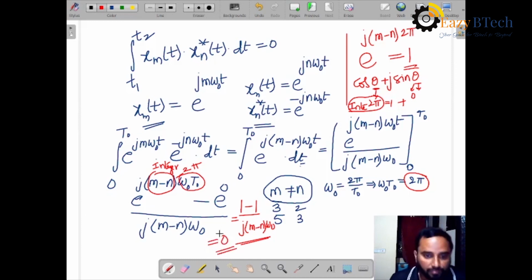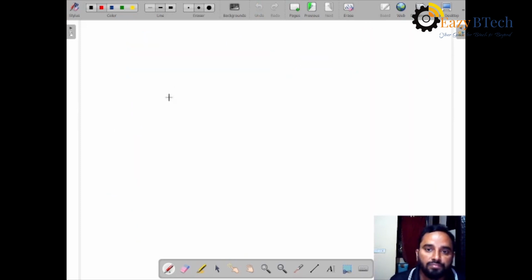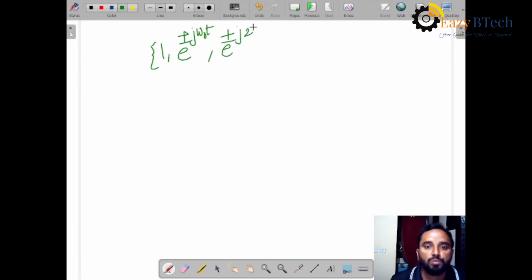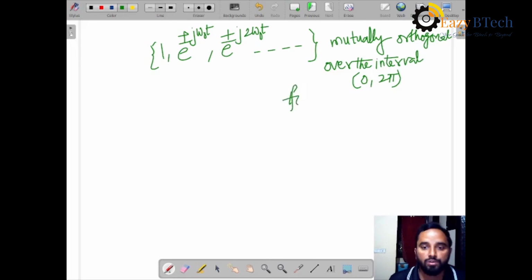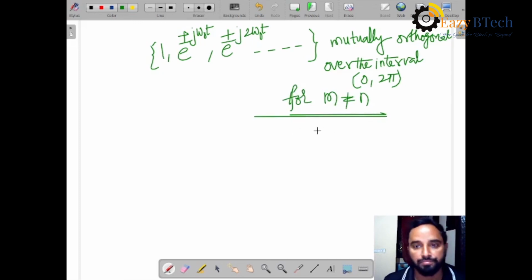We got 0. So what is the conclusion? The given set, 1, e power plus or minus j omega naught t, e power plus or minus j 2 omega naught t, and so on, is mutually orthogonal over the interval 0 to 2 pi for m not equal to n. This is the conclusion. Okay.